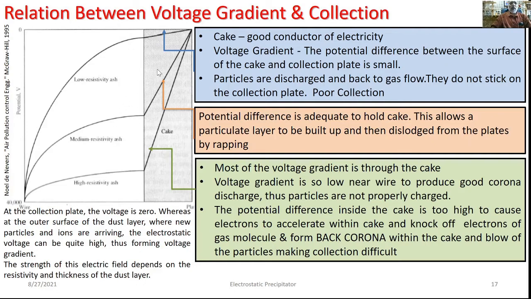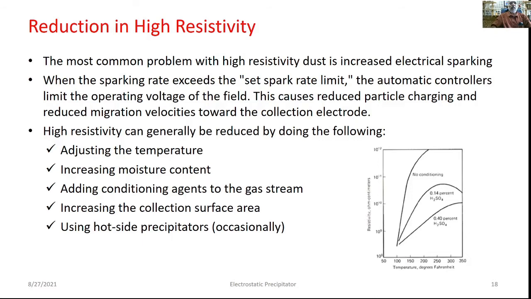Hence, for ESPs, medium resistivity ash is the favorable situation. Here, the potential difference is adequate to hold the cake. Also, it allows the particulate layer to be built up and hence dislodge easily from the plates by rapping. So this high resistivity needs to be reduced in order to improve the performance of the ESP.